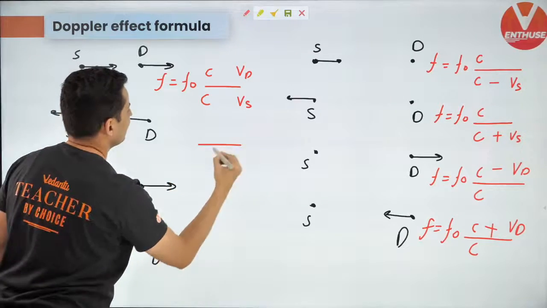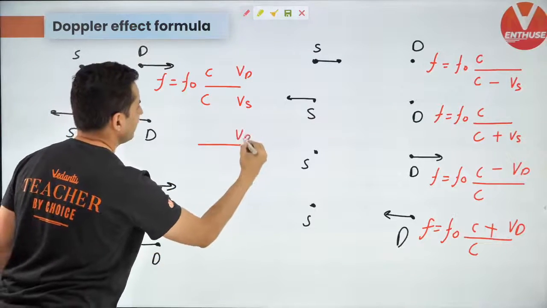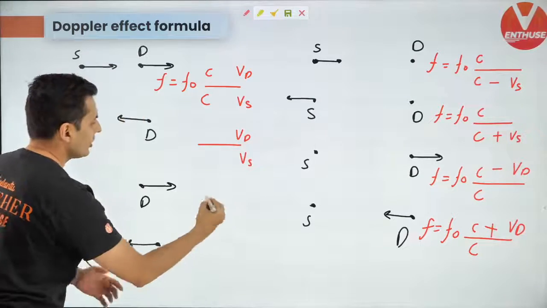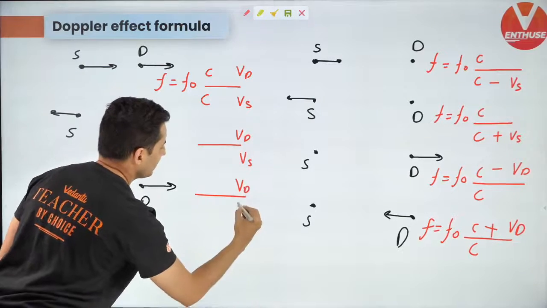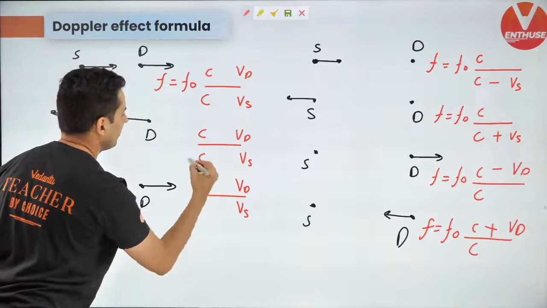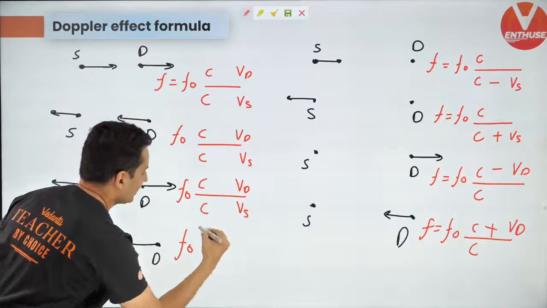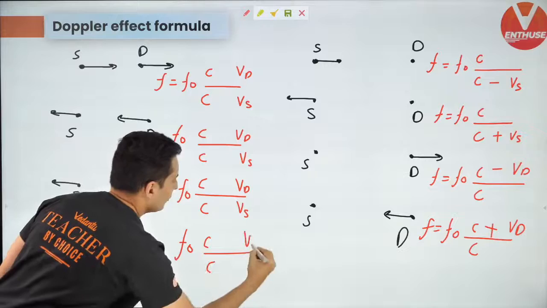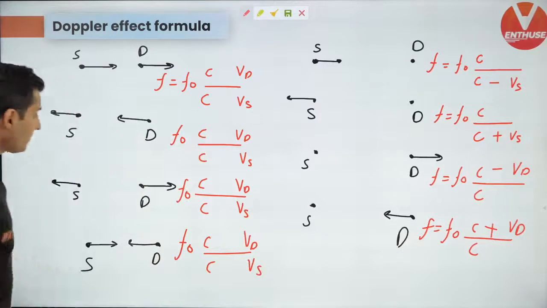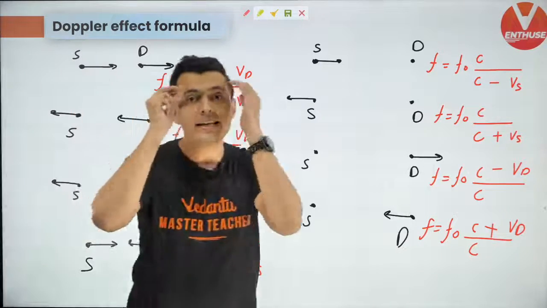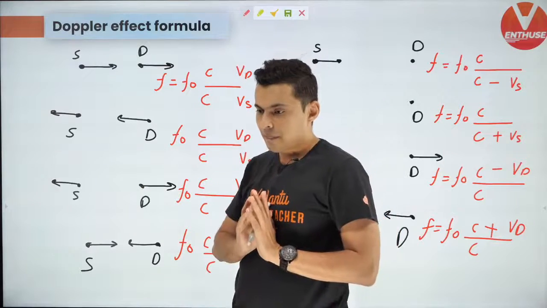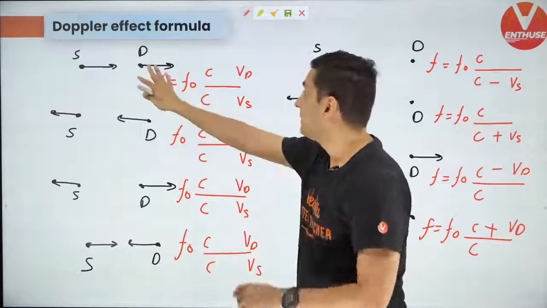Again, same thing. VD, VS. I'm not going to write the entire thing. Just think about it. Alright, let me actually write it down. C, C, C, VD, VS. Here, treat each one of them independently.